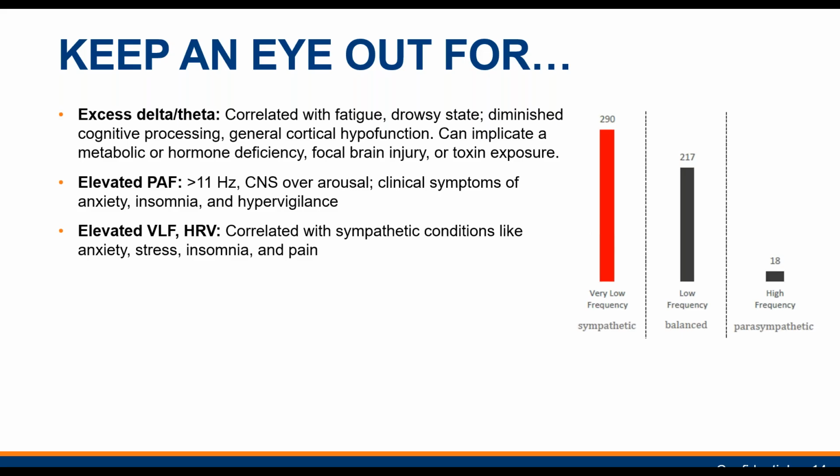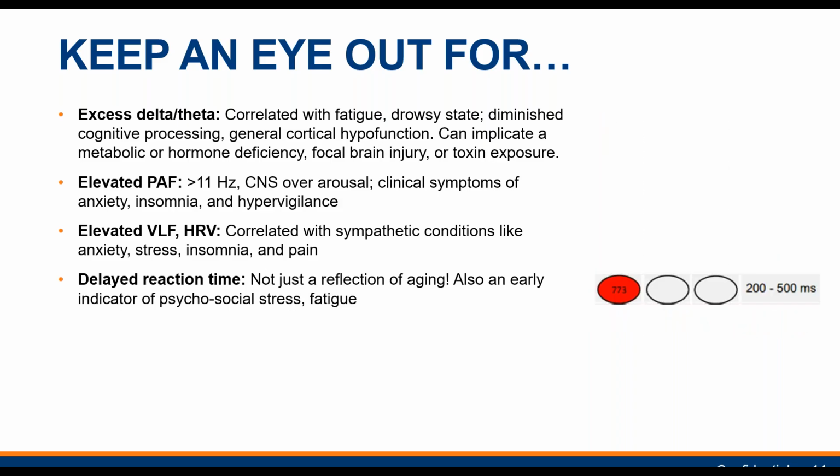Likewise, you might see an elevated very low frequency breakdown of the heart rate variability. Here we're talking about that balance between sympathetic and parasympathetic. And when you see dominance of the sympathetic domain, that's associated with conditions like anxiety, stress, insomnia, and pain. And neuroinflammation really goes along with a lot of those conditions, a lot of those symptoms. So oftentimes you'll see this sympathetic dominance go hand in hand with neuroinflammation patterns.